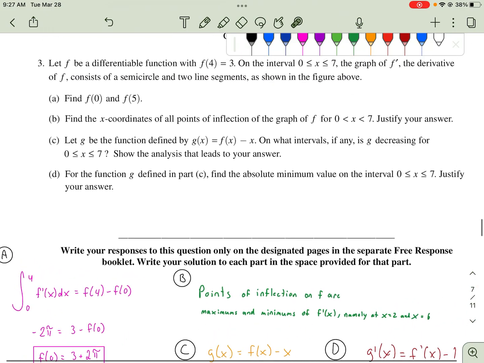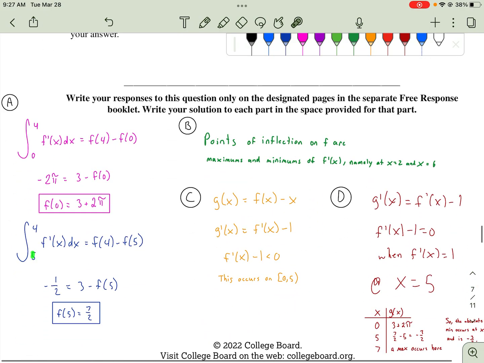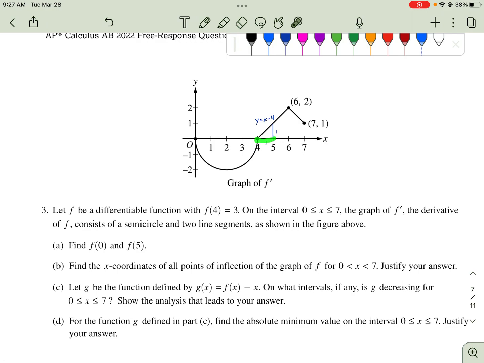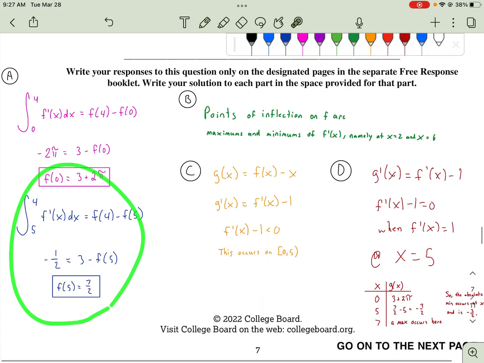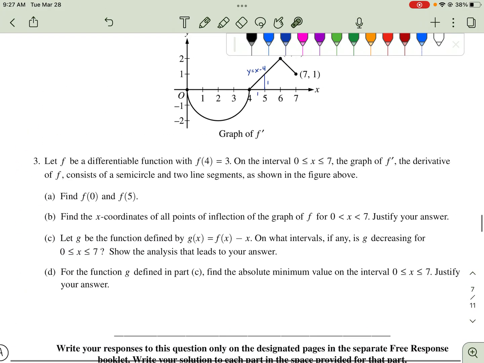The second part of A, f of 5, is the same thing. Just go from 5 to 4. Just be careful when you go from 5 to 4 that the value of that integral, 5 to 4, is actually going to be negative even though it's above the x-axis because we're going this way, 5 to 4. So there you can see the work for that.